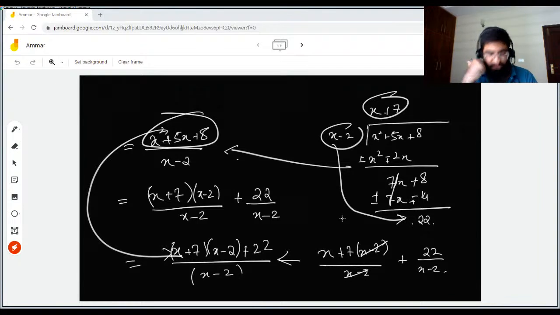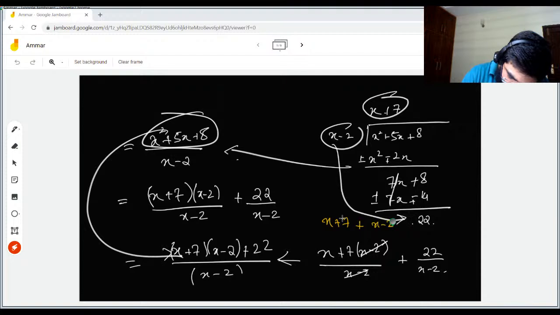Take a few minutes to absorb it. Take a few minutes to process it, and then we'll move forward. Okay. Another way to put it is that after having done all the division, what I'm contending right now is that I can write it as x plus 7 plus 22 by x minus 2. This is what you should be getting.